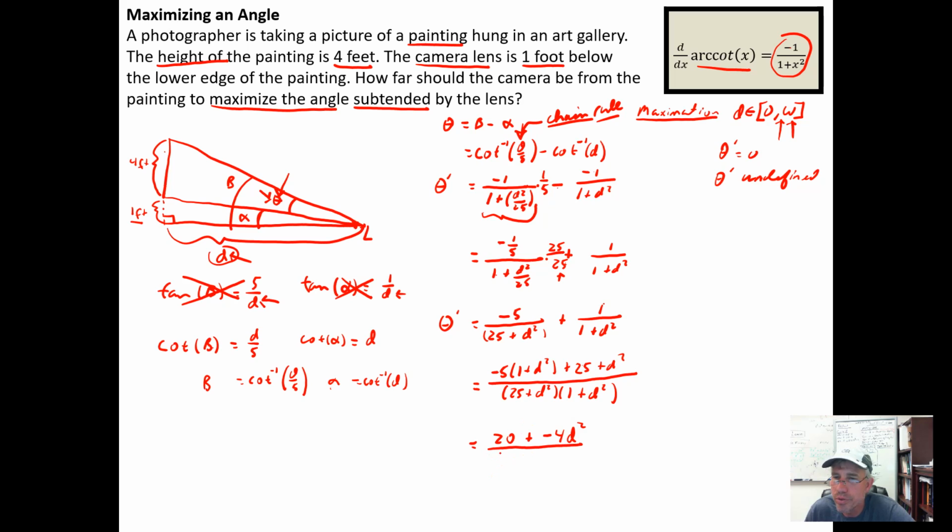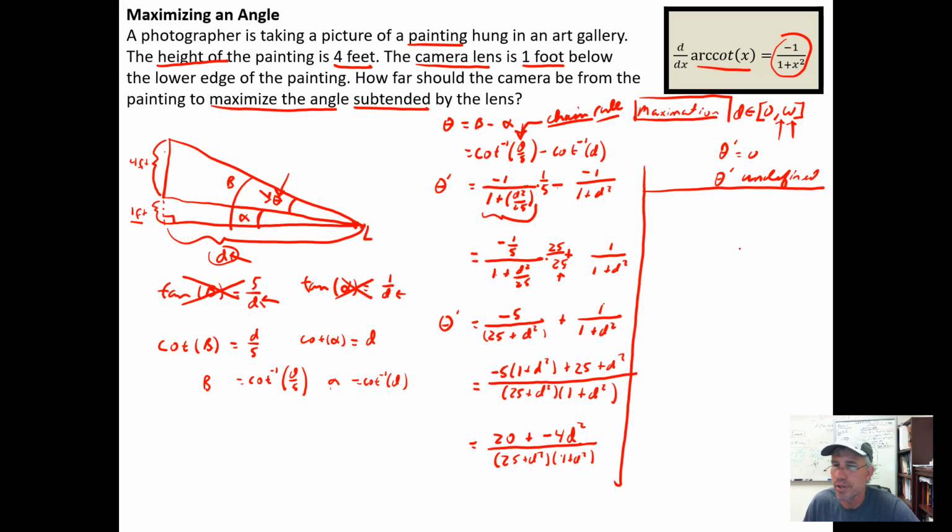And this is all over our denominator, 25 plus d squared times 1 plus d squared. And we could factor the numerator, and if I had more space to work with, I would factor the numerator. But because I've got some space constraints going on here, I'm going to go ahead and say, hey, we're doing a maximization problem. It's time to find the critical numbers.